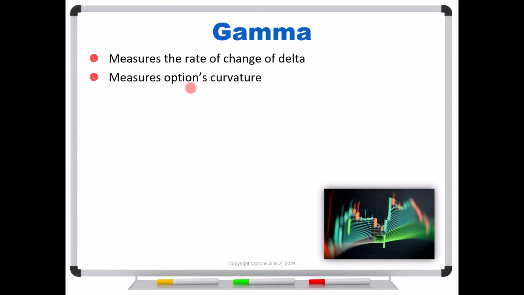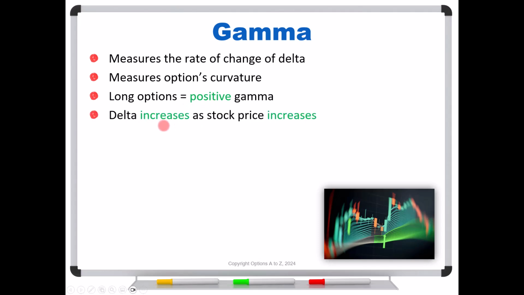Now also, if you have long options, whether it's a call or a put, you bought it, you have positive gamma. And positive gamma is a benefit. That's why you must pay for it. But the thing with positive gamma is that your delta increases as the stock price increases, and conversely, delta decreases as the stock price decreases. And that's true for calls or puts.